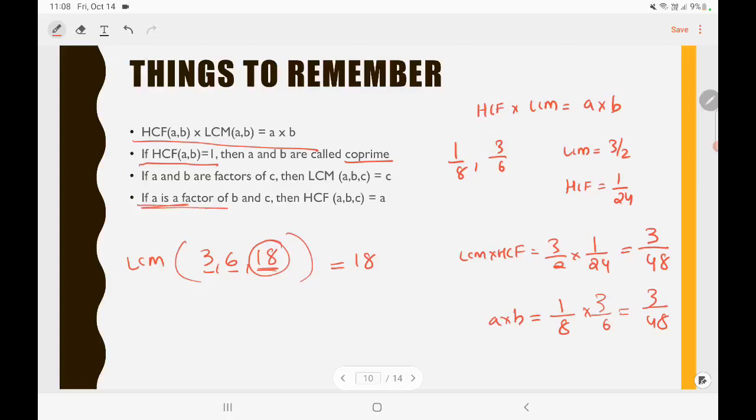Similarly, if you see this fourth one, if A is a factor of B and C, then HCF will be A. For example, let us take the same example.